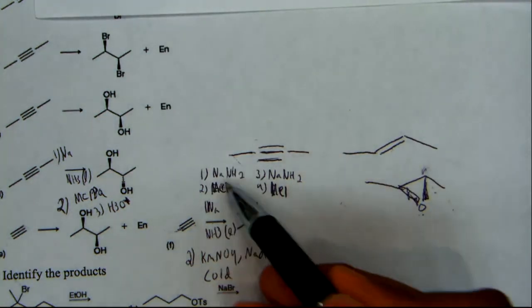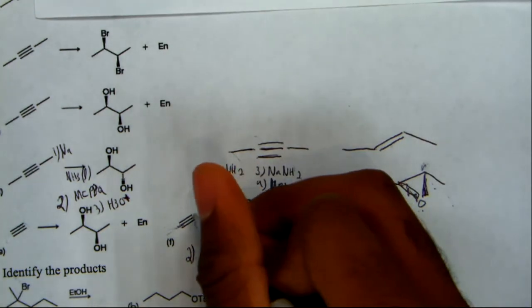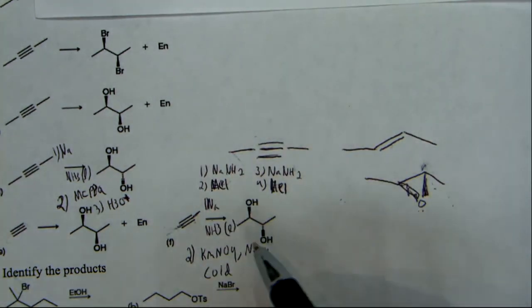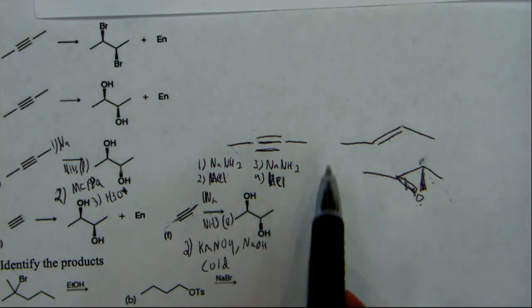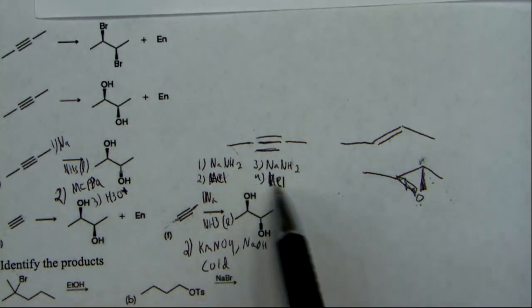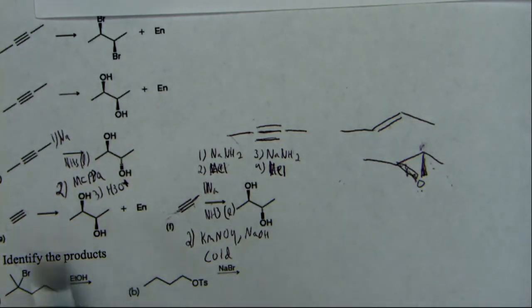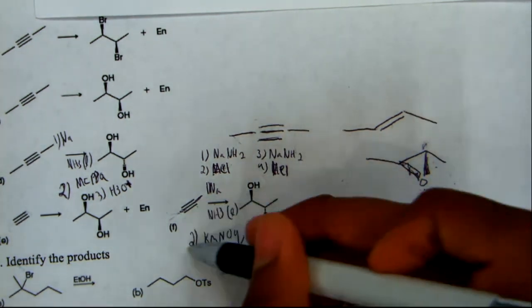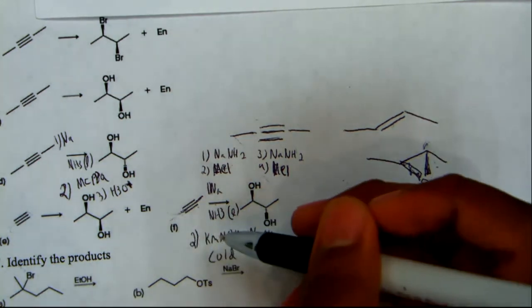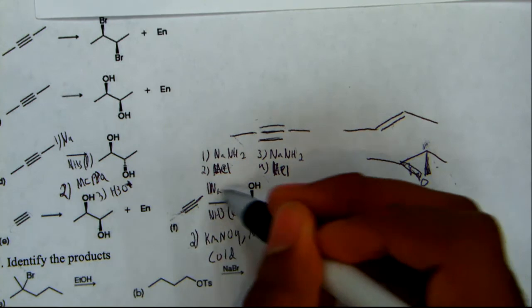So using this, we'll alkylate one methyl over here, and using this, we'll alkylate a methyl over here. So once you do that, you have both methyls on each side, and then you just turn it into one of these alkenes again, and then using your KMnO4, NaOH cold will give you syn. Or is this for F? Those reagents that I just said give you syn.